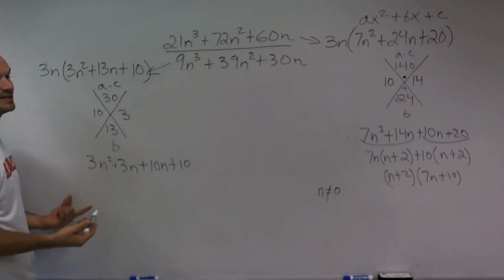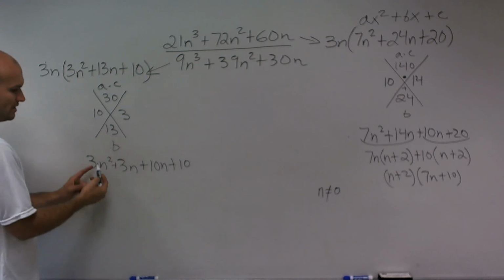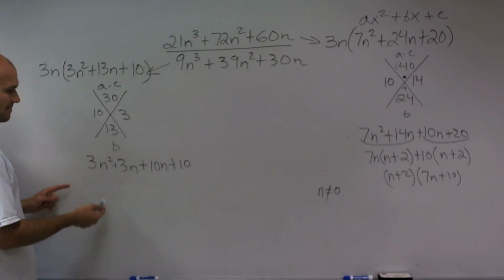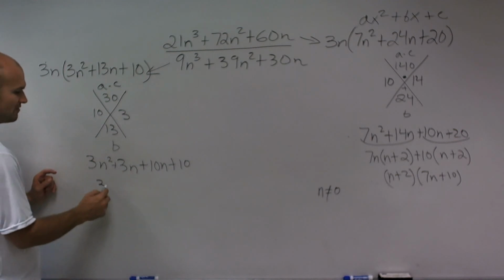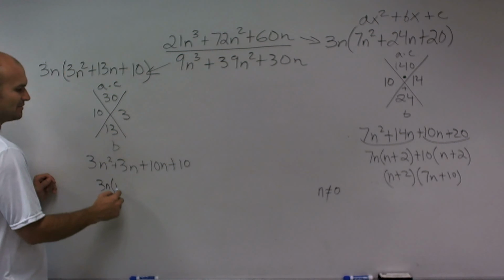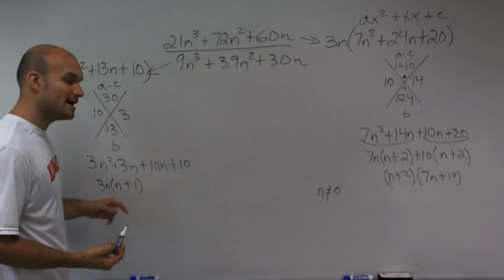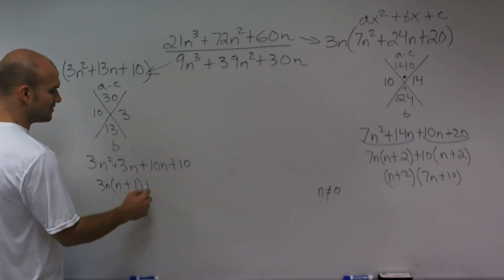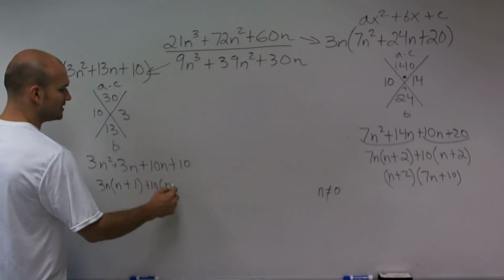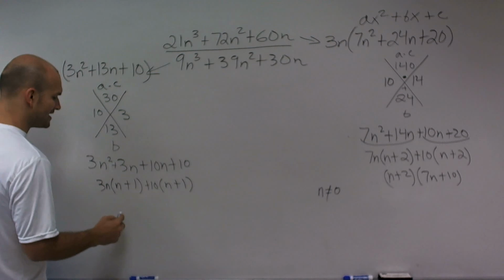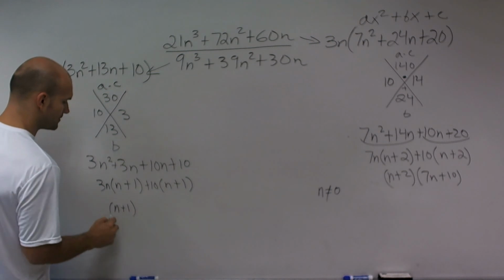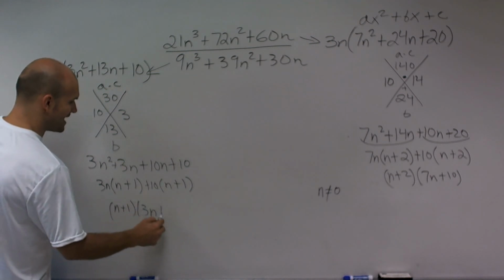So now I'm going to again do factor by grouping. What do 3n squared plus 3n have in common? Well, they both share a 3 and an n. So I'll factor out a 3n, leaving me with n plus 1. And then 10n plus 10, what do they have in common? They both have a 10, so I'll factor out a positive 10, leaving me with an n plus 1. Factor out the n plus 1, and I'm left with a 3n plus 10.